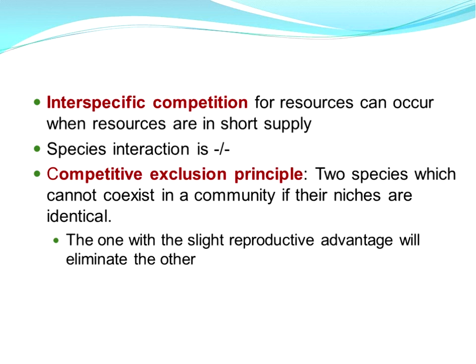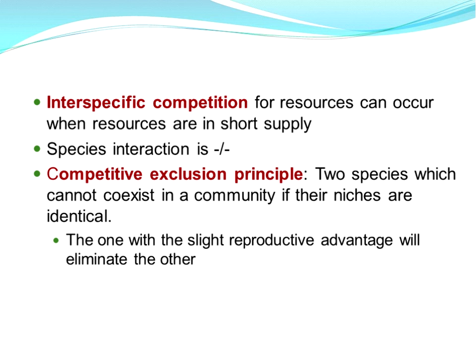So interspecific competition will occur when resources are short in supply. And again, the species interaction, they're both going to be affected by that competition, and they both can be affected negatively. So this brings us to the competitive exclusion principle, and this just means that two species cannot coexist in a community if their niches are identical.